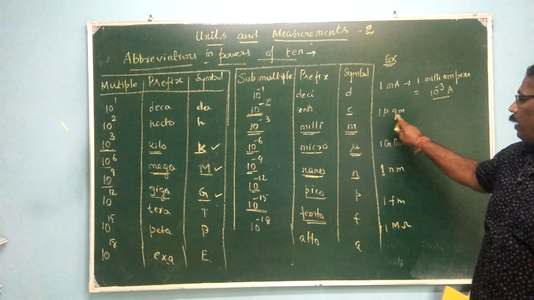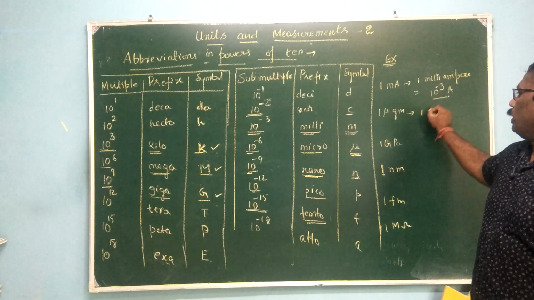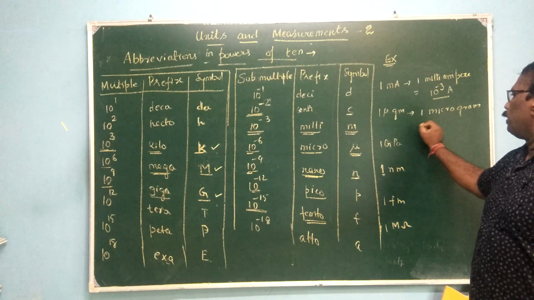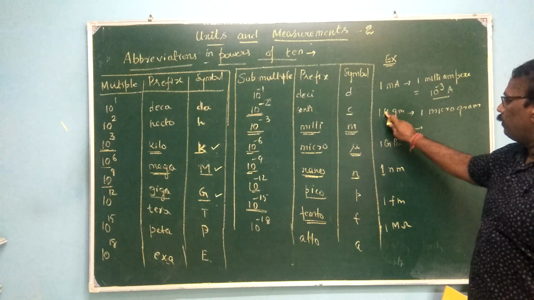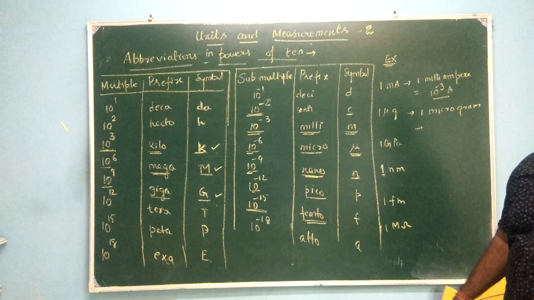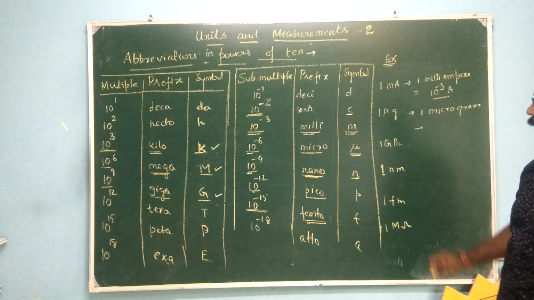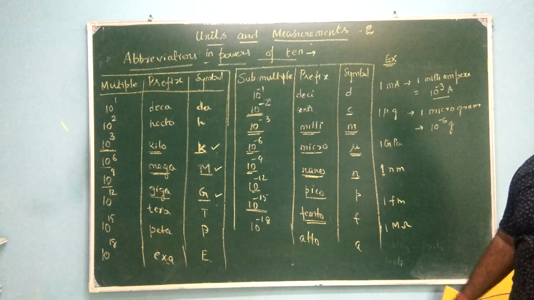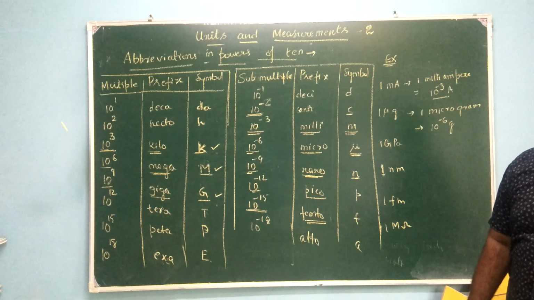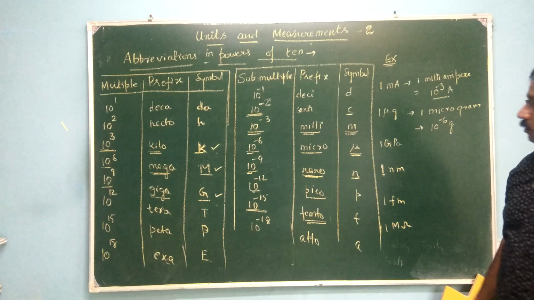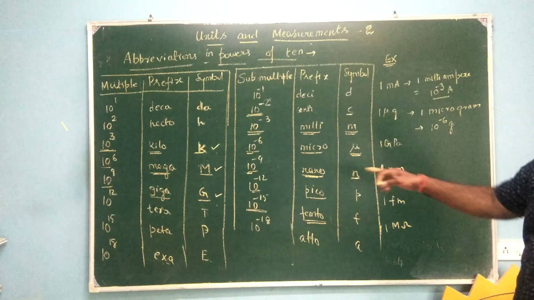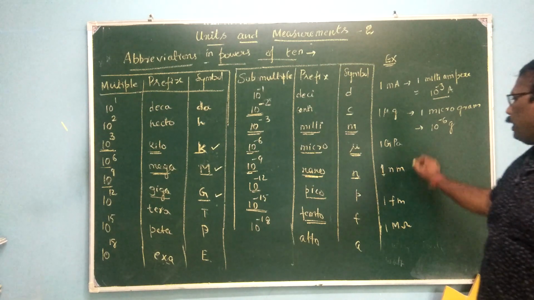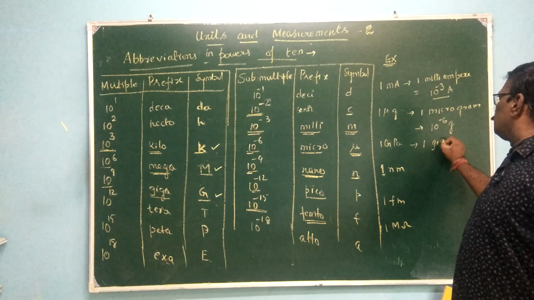This one, how to read? 1 microgram. Micro. 1 microgram, generally we write 1 µg. So 1 microgram we can write as 10 power minus 6 g. 10 power minus 6 grams. Understood? Next, 1 gigapascal. Capital G, giga. Pa stands for pascal. Pascal is the unit of pressure. So how to write this? 1 gigapascal.